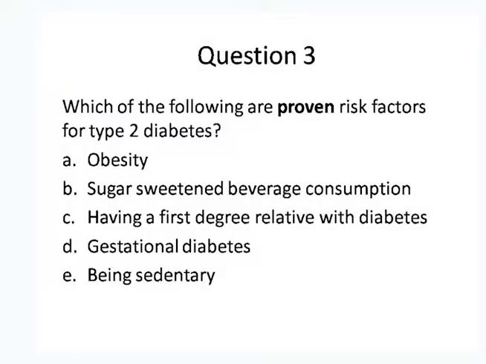All right, question 3. Which of the following are proven risk factors for type 2 diabetes? And you have the options there: obesity, sugar-sweetened beverage consumption, having a first-degree relative with diabetes, gestational diabetes, or being sedentary. And you can have more than one answer to some of the questions. So the first two should only have one answer, but this one you can have more than one. So tick these off in your mind, because these will help you to identify the persons who are at risk. You'll be given a clue already because you have that handout, your risk calculator already, so you know which ones are coming. All right.